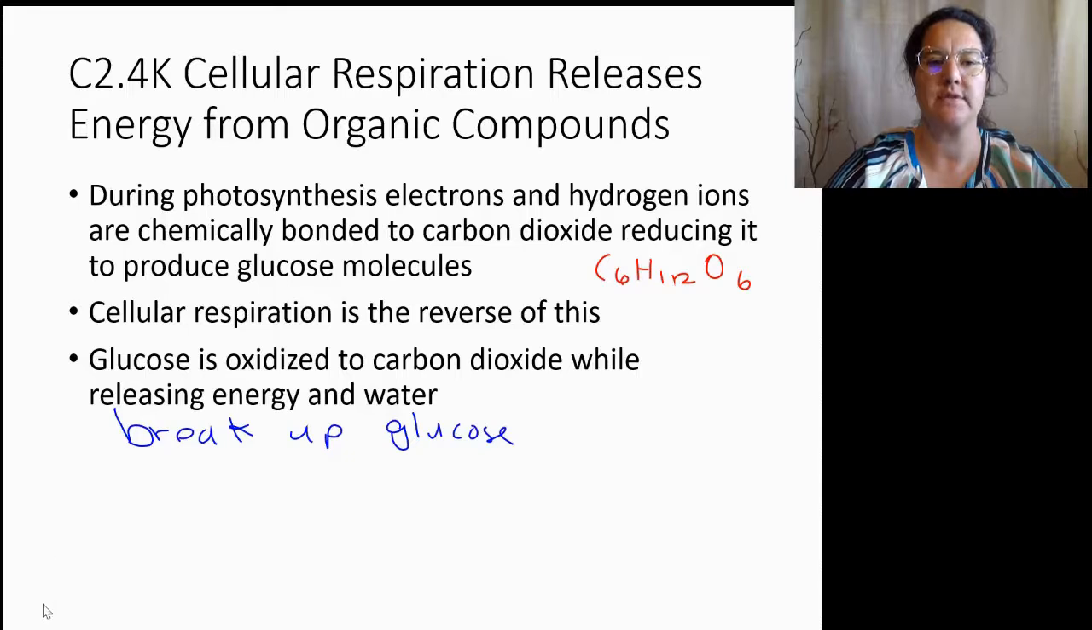So during photosynthesis, electrons and hydrogen ions are chemically bound to carbon dioxide, reducing it to produce glucose molecules. Typically, the equation is C6H12O6. Now, cellular respiration is the reverse of this process, where glucose is oxidized and loses electrons to carbon dioxide while releasing energy and water. And this energy comes from the breakup of the glucose molecules.